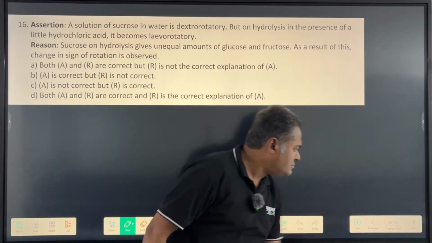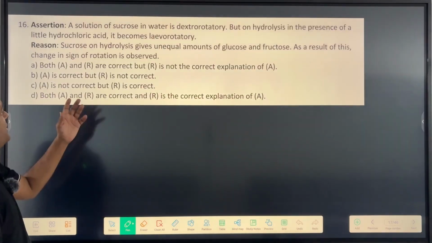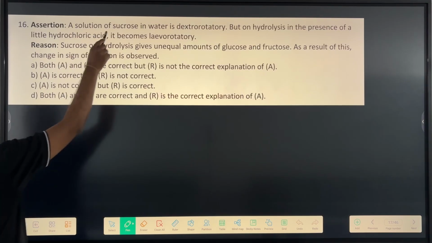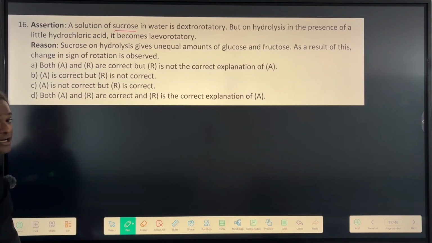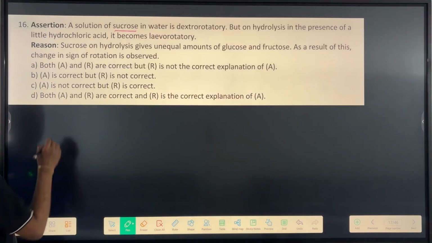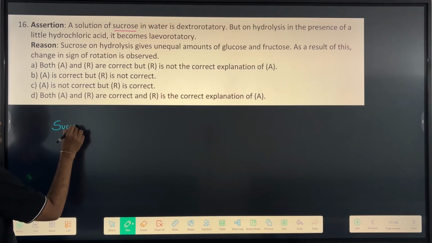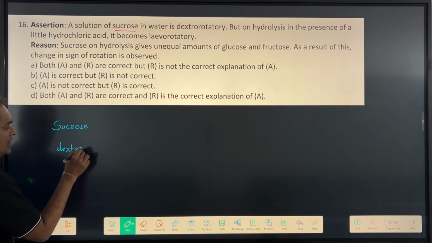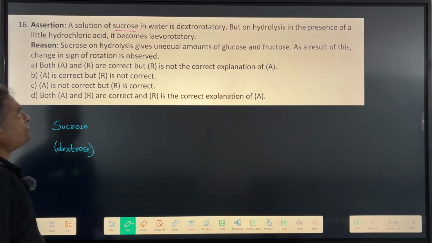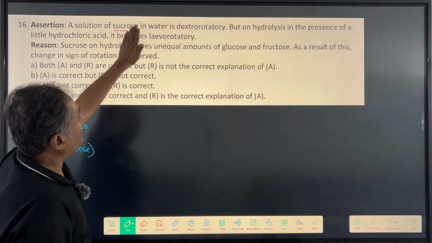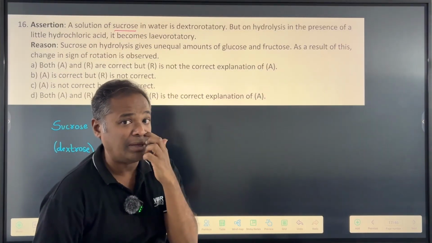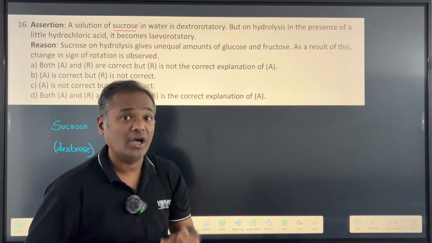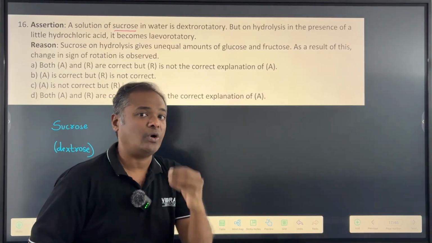Now here, child, this is one of the very common concepts. Again assertion and reasoning. What they have mentioned over here is nothing but a sucrose solution. Sucrose is dextrorotatory. So what has been mentioned? A solution of sucrose in water is dextrorotatory. Obviously, when you take table sugar, what we intake, child, it's sucrose. As it goes into water and dissociates, it is a dextro sugar which will rotate the plane of plane polarized light to the right-hand side.